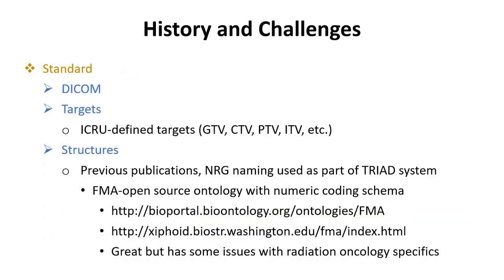For DICOM targets also, the ICRU defined certain targets like GTV, CTV, BTV, ITV, and so on. Structures, previous publications, NRG, naming. NRG is a non-profit research organization that deals with the namings. And you have the FMA. FMA is the Foundational Model of Anatomy, an open source ontology coding schema.